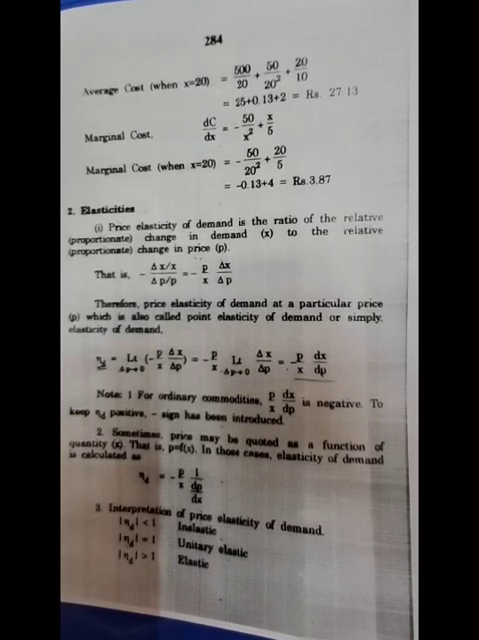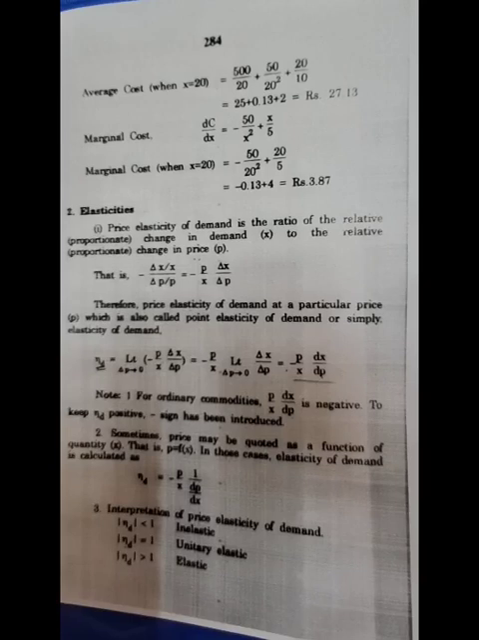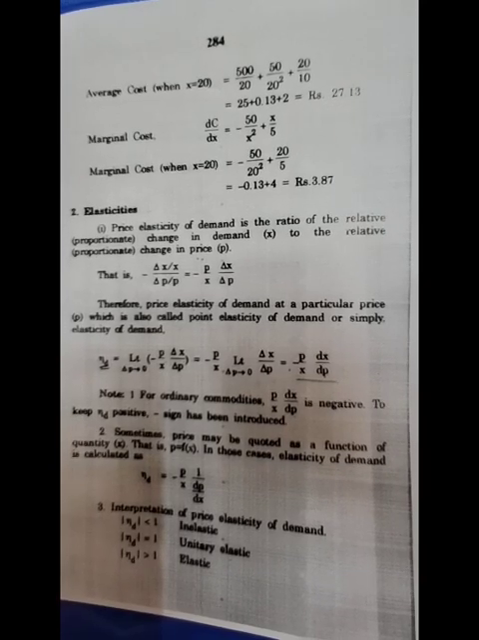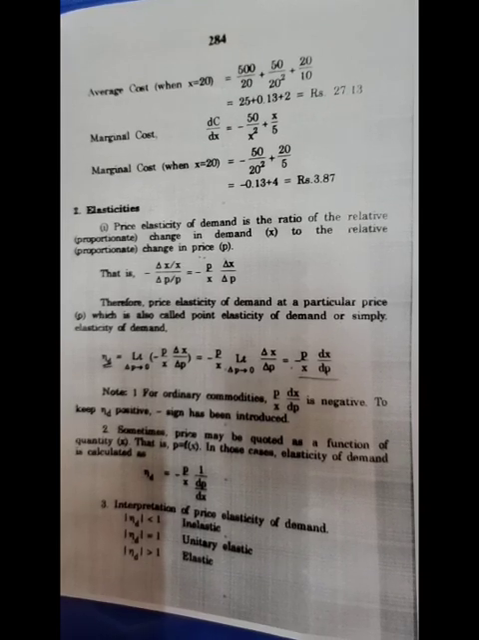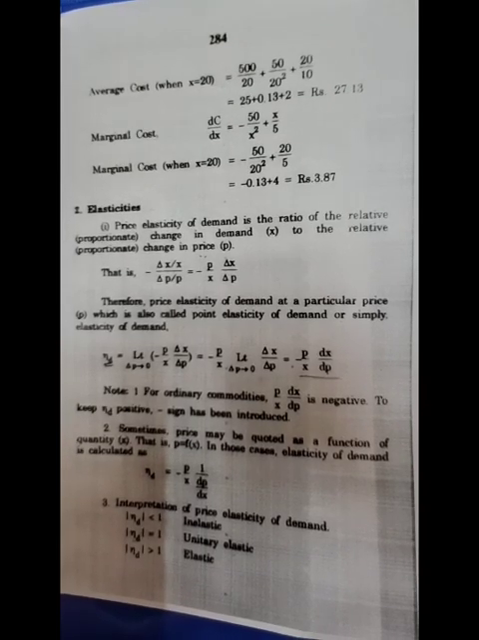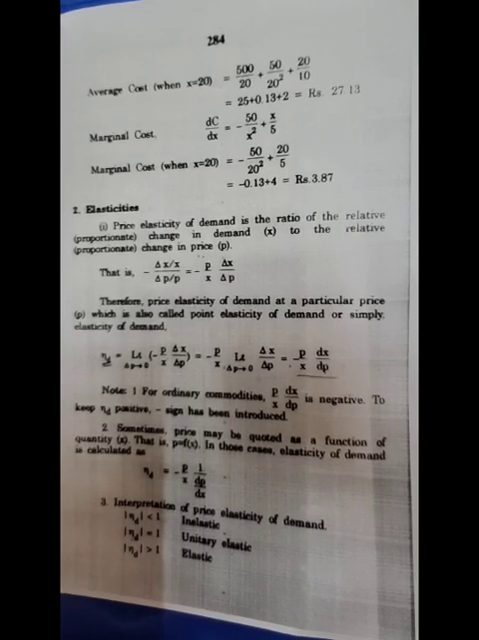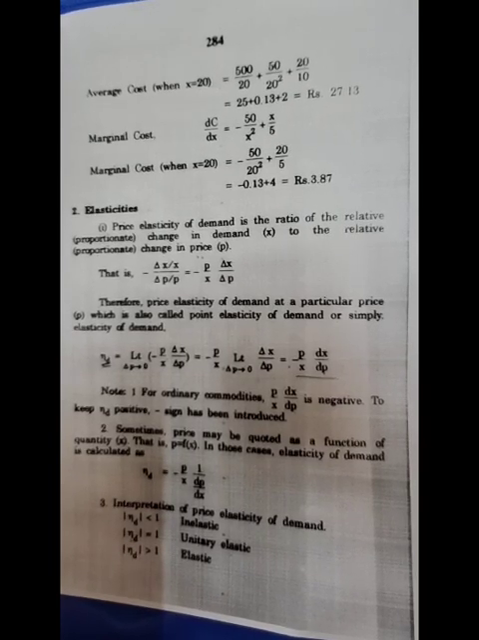Elasticities. Price elasticity of demand is the ratio of the relative proportionate change in demand X to the relative proportionate change in P. That is minus P by X into delta X by delta P. Therefore, price elasticity of demand at a particular price P is also called point elasticity of demand or simply elasticity of demand.